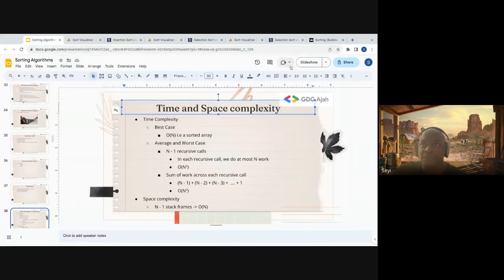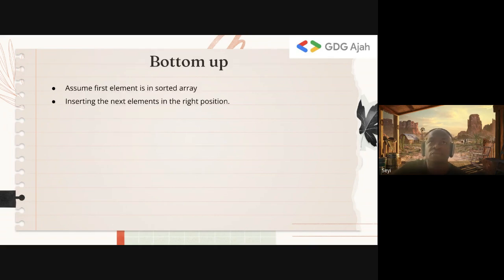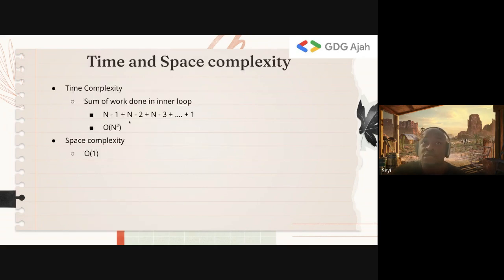And you might think that the worst case of insertion sort is quadratic, because it's similar to what selection sort and bubble sort are doing. It's just that it's a bit more efficient about it. The average and the worst case is n squared. Sorry, let me use the bottom up, that was using the top down. So the sum of the work done in the inner loop is n-1 plus n-2 plus n-3 plus ... plus 1. Do you have any questions on the time and space complexity of insertion sort?